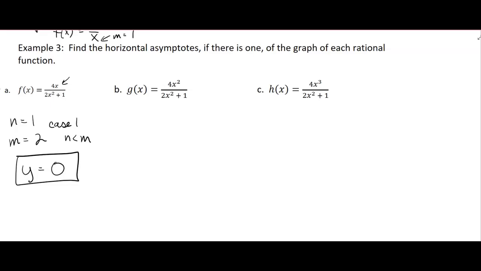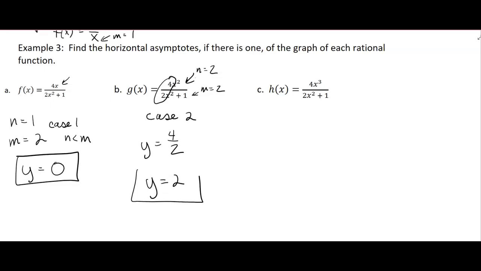All right. Now, in this example, n is 2 and m is 2. So they're the same. So this happens to be case 2. They don't really call them cases in the book, but anyway, y is equal to those leading coefficients, 4 divided by 2. So y equals 2. So you're going to have a horizontal line at 2. It's going to be the horizontal asymptote.